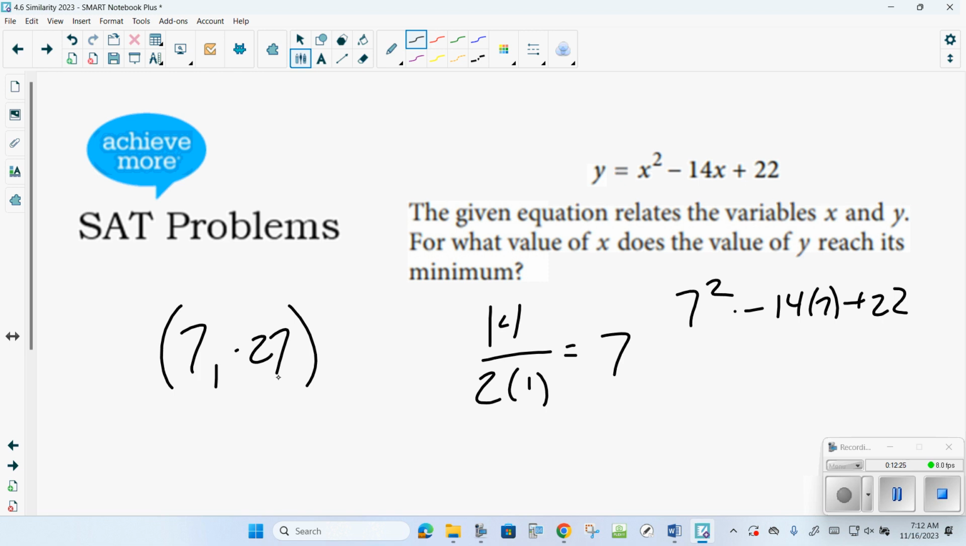So it says, what value of x does it reach its minimum? The value of x would be 7. The actual minimum value would be negative 27.